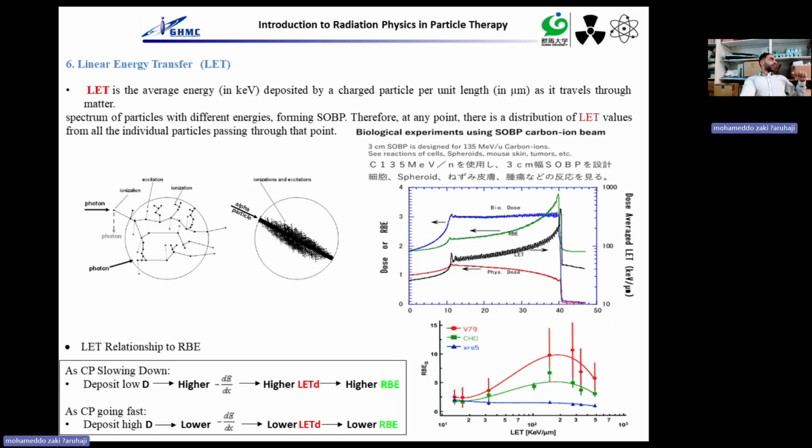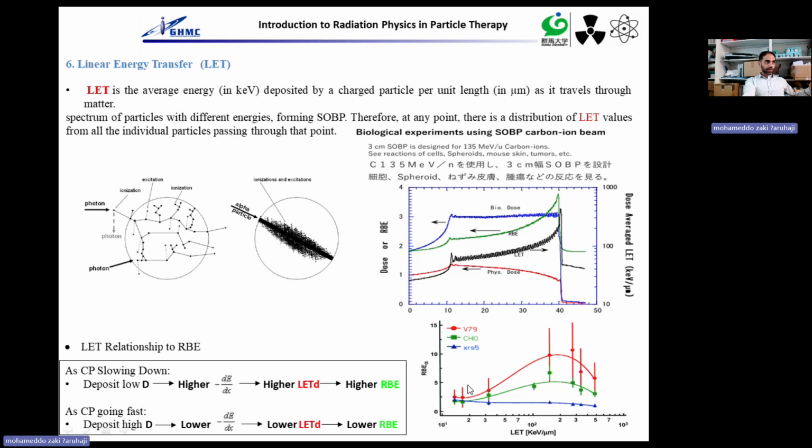But considering this RBE is from in vitro experiments, it's not exactly the same as the clinical data. So when we treat patients, the situation changes and RBE is different. So we presume this RBE in clinical treatment is not as high as we can see from the experiment. So it's not 3, it's like 2 or something.